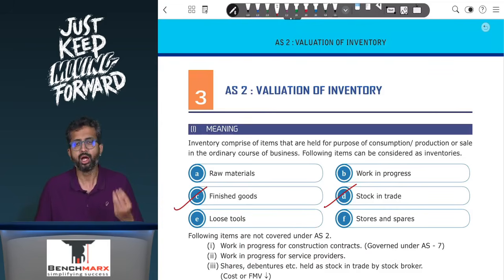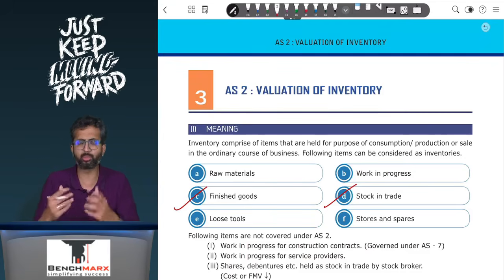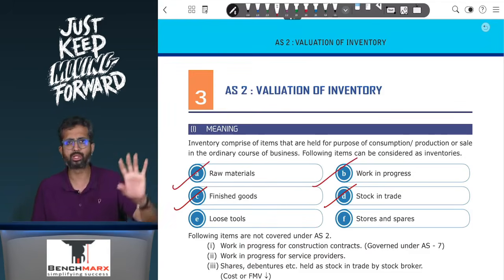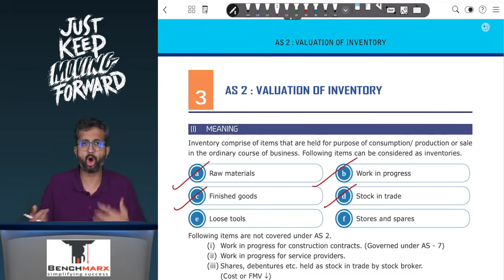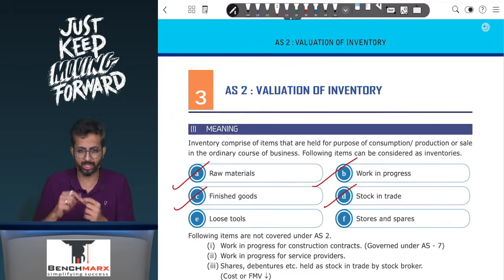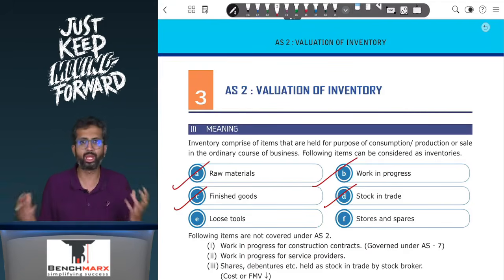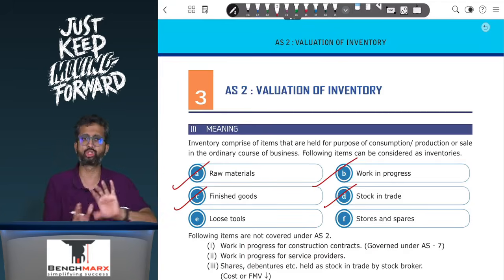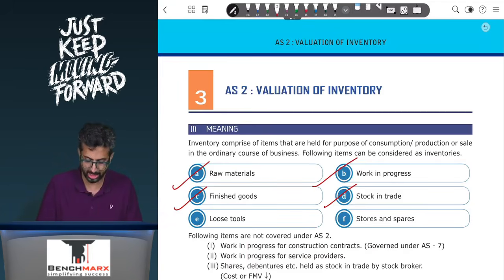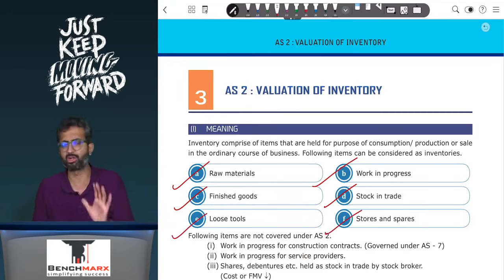Apart from that, raw materials which are used for the purpose of making the inventory, like a tire for a car, or work in progress as on the balance sheet, an unfinished car, are also taken as inventory if I am Toyota. Now there are 2 items like loose tools like screwdrivers or consumables, stores and spares like nuts, bolts, etc. These don't have a parent standard, and hence AS2 also covers them, loose tools, consumables, etc. So even loose tools, stores and spares are covered under this standard.